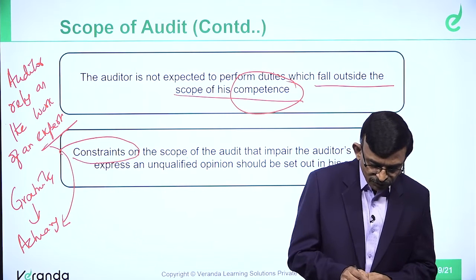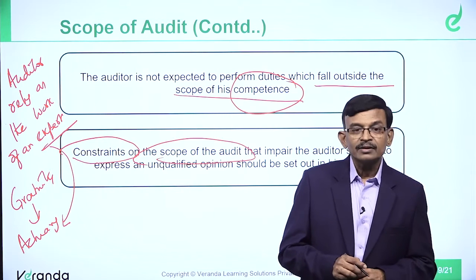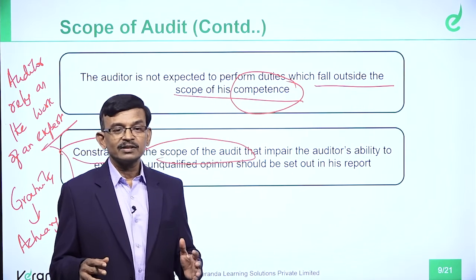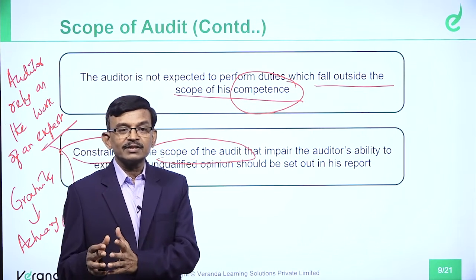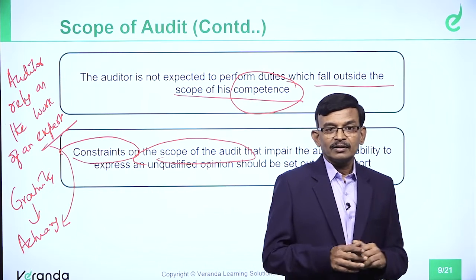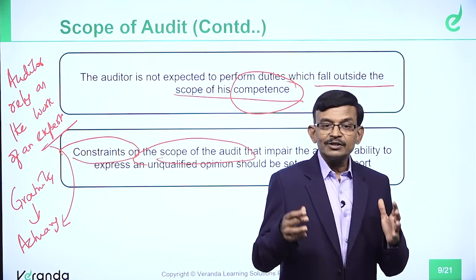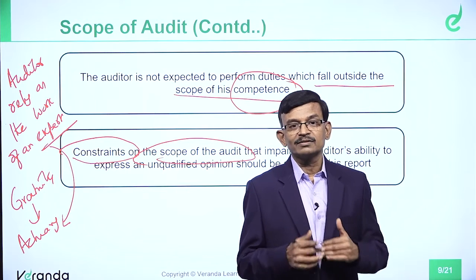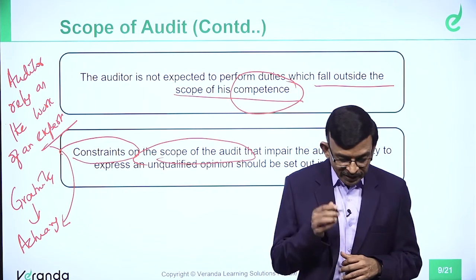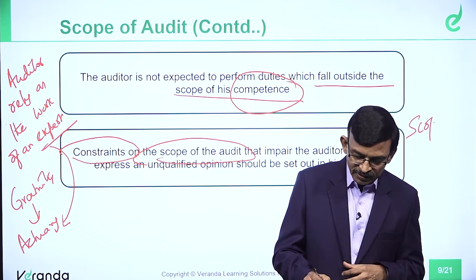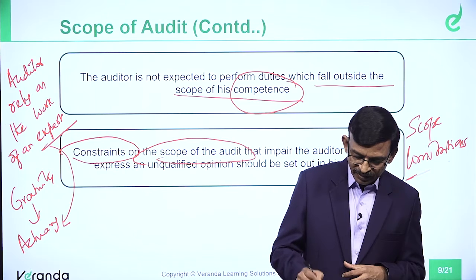Constraints on the scope of the audit. What do you mean by constraint? Suppose management says, in respect of 10 debtors, do not ask for confirmation. As an auditor, I should get the confirmation that the debtors are reliable. That is what I have to get into, right. So, in that scenario, if there are scope limitations, the auditor should consider that also. That is what we are talking about, scope limitations.